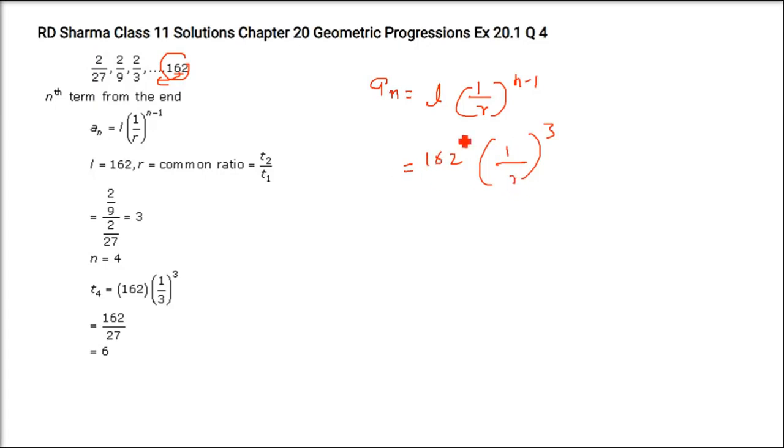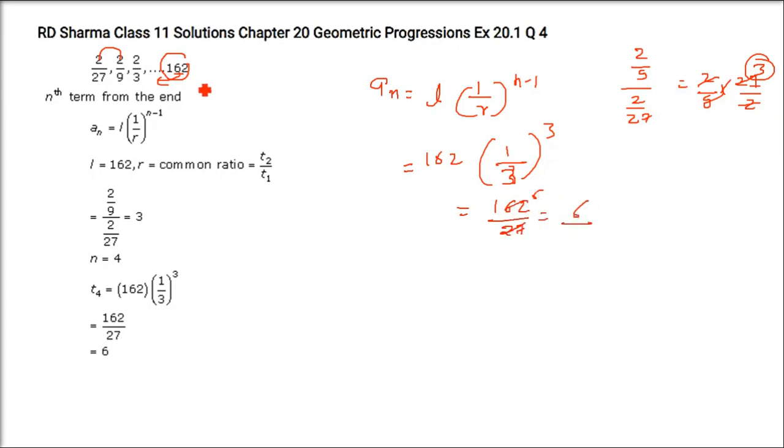So the basic thing is to find r, which was 2 by 9 divided by 2 by 27. What do you get? 2 by 9 into 27 by 2. So 9 3s are 27. You get 3. So it's 162 into 1 by 3 to the power 3, that is 162 by 27, and 27 cuts it to 6. So 6 will come.